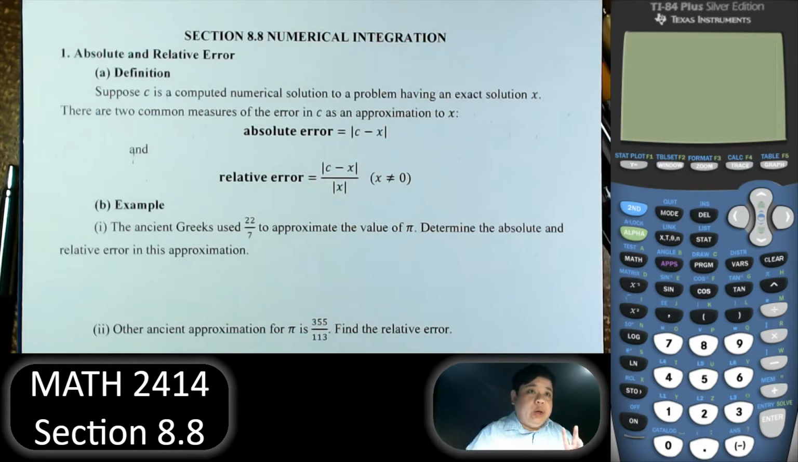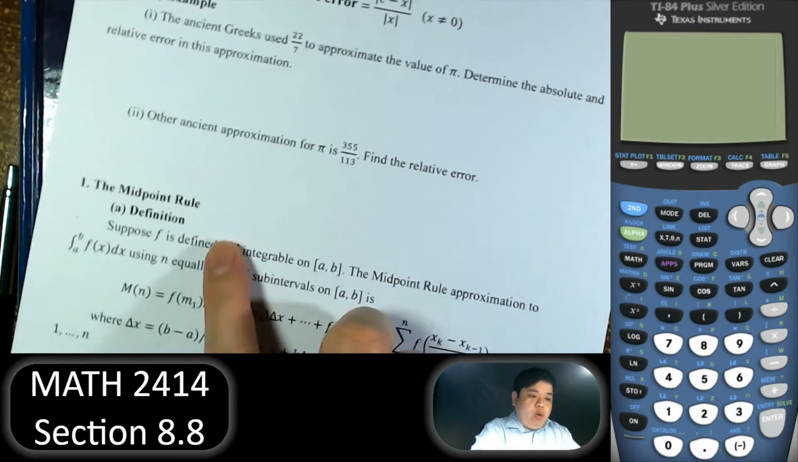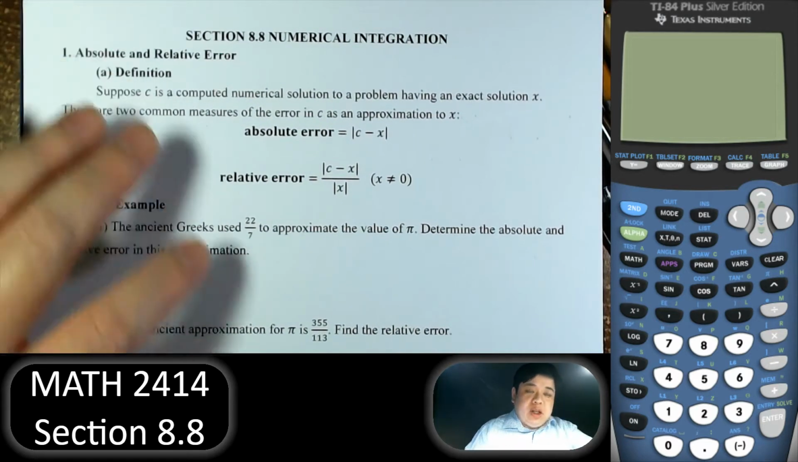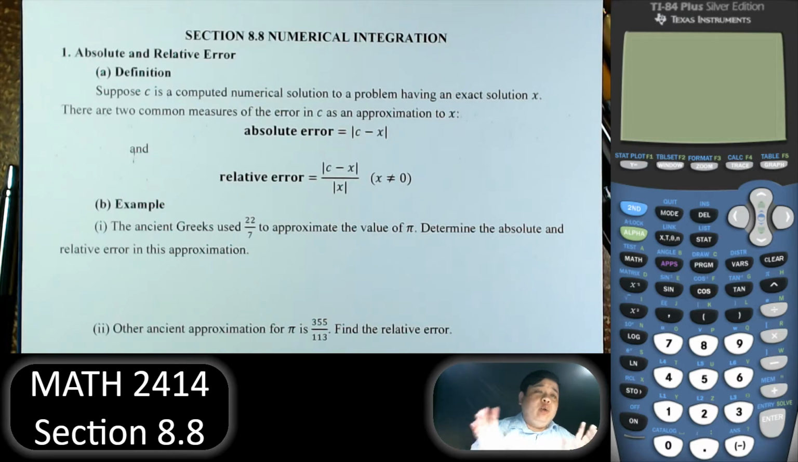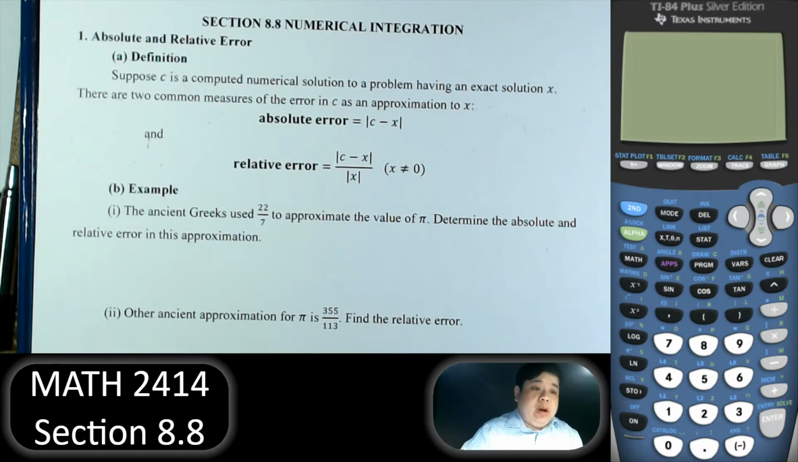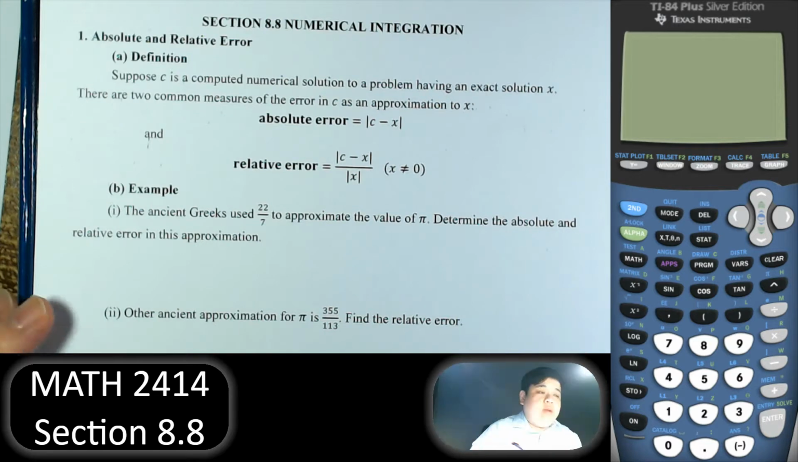We focus on three things: the Midpoint Rule, the Trapezoid Rule, and the Simpson's Rule. Like I said, we focus on the approximation, not on the error, but we still need to know the basics of the error approximation. Right, so let's look at the first example.